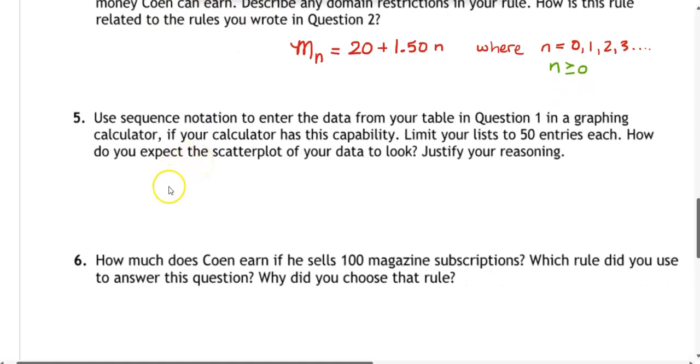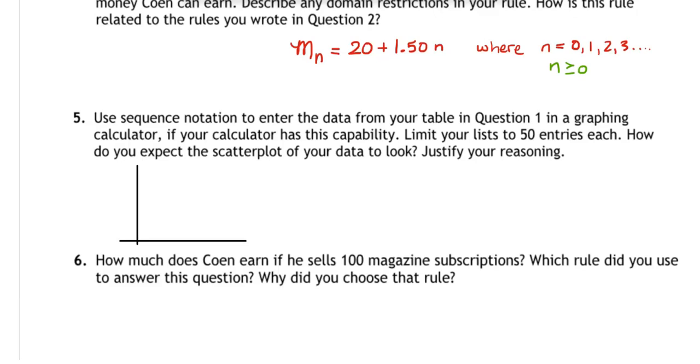All right, so here, use sequence notation to enter the data from your table in question 1 in a graphing calculator. I know that the overwhelming majority of you do not have a graphing calculator, so we're not really going to work on that kind of functionality. But if you were to put it into the graphing calculator, you would end up with a scatter plot of sorts where you would have that initial point right here where our value is 20, and then we would see that it would be increasing by $1.50 every single time.